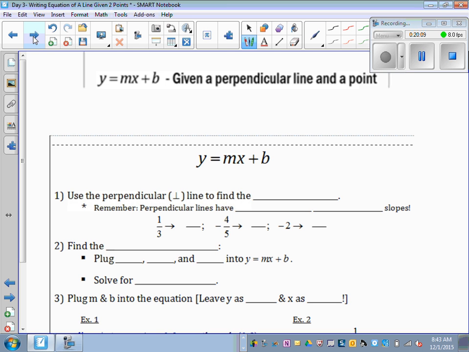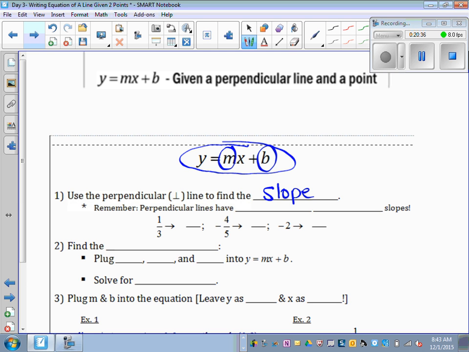Alright, so again, we have the equation y equals mx plus b. We're trying to write our equation in this form. We need to have our slope, and we need to have our y-intercept. Well, for a perpendicular line, the slope is actually based upon the slope that's already given to us. So we use the perpendicular line to find the slope.